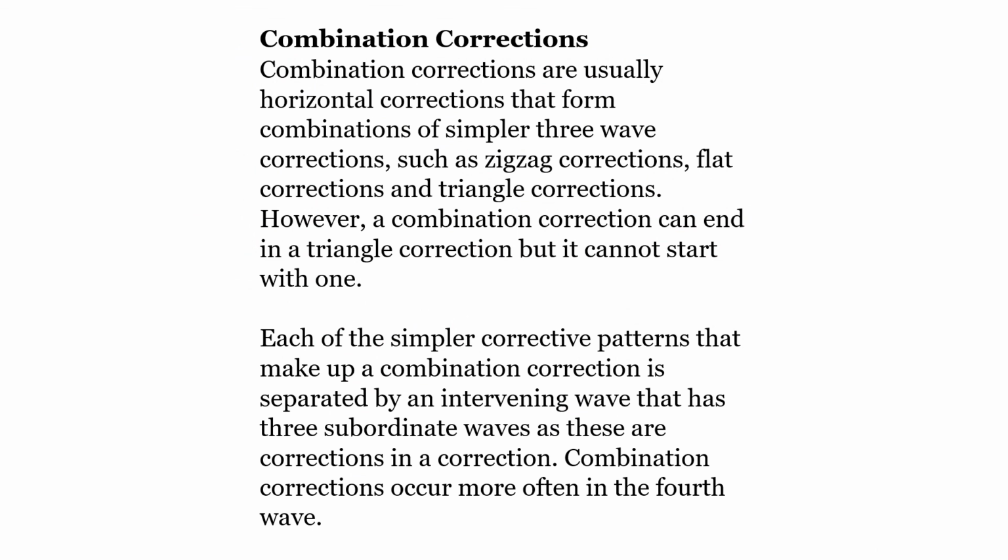Combination corrections are usually horizontal corrections that form combinations of simpler three-wave corrections, such as zigzag corrections, flat corrections, and triangle corrections. However, a combination correction can end in a triangle correction, but it cannot start with one. Each of the simpler corrective patterns that make up a combination correction is separated by an intervening wave that has three subordinate waves, as these are corrections in a correction. Combination corrections occur more often in the fourth wave.